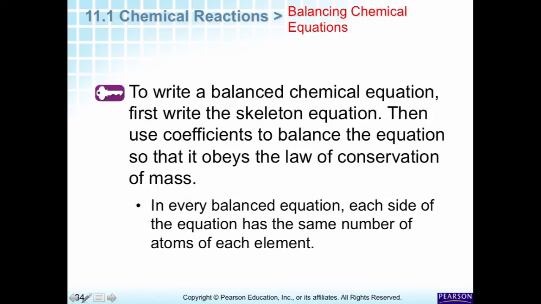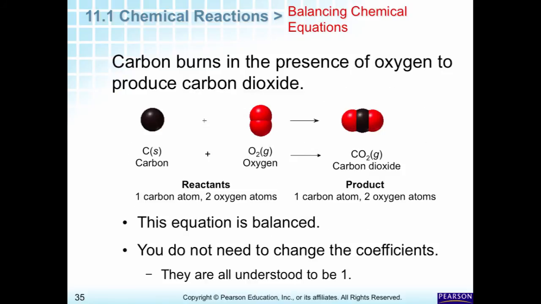All right. Here is a summary of what you need to write a balanced chemical equation. Number 1, write the skeleton equation. Put things in their formulas. Then you're going to use coefficients to balance the equation so it obeys the law of conservation of mass. You must have the same number of atoms on both sides. Here's a reaction of carbon with oxygen. We're basically burning carbon to form carbon dioxide.